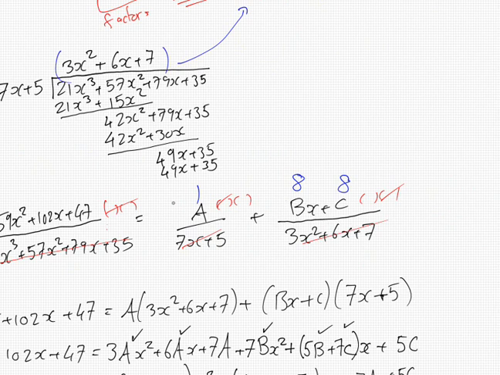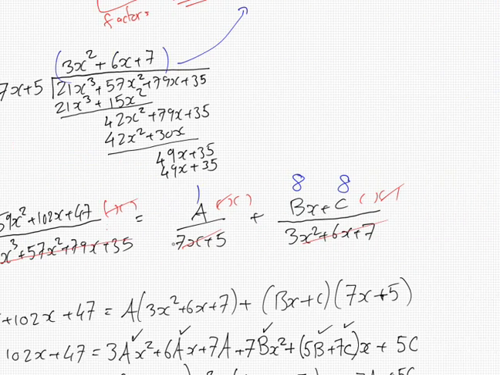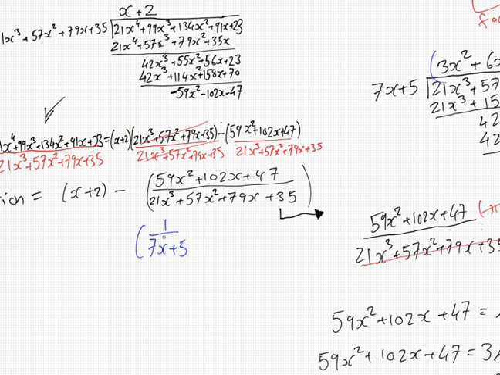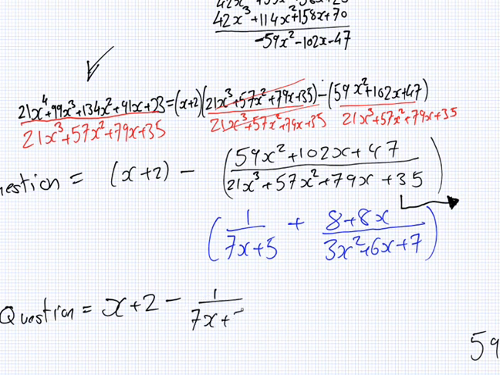So that was, let's see, 1 over 7x plus 5, 8x plus 8 over 3x squared plus 6x plus 7. So firstly, 1 over 7x plus 5. And then the other one is 8x plus 8 over 3x squared plus 6x plus 7. So now we're back to the question. So we get question equals x plus 2 minus 1 over 7x plus 5 minus 8 plus 8x over 3x squared plus 6x plus 7.